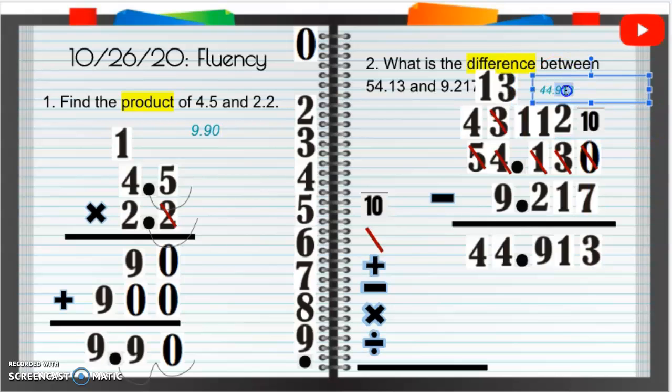Awesome job. That is it for our fluency. Great job.